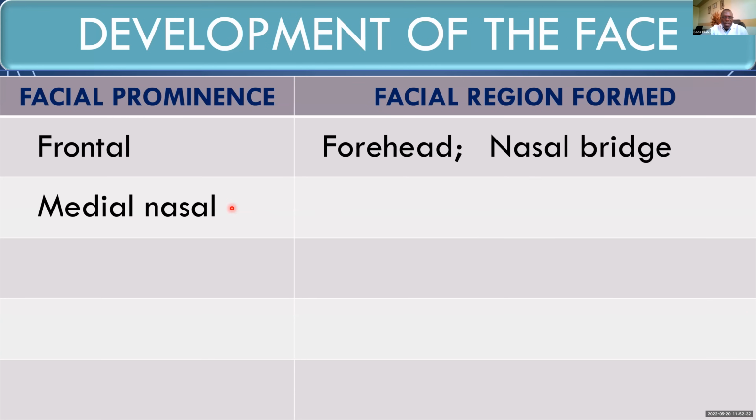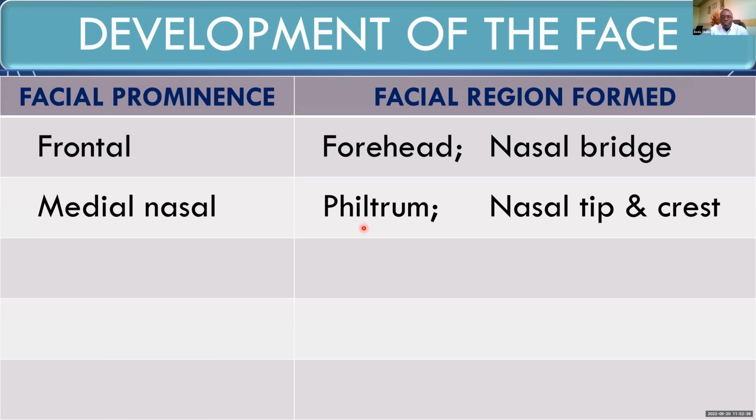How about the medial nasal prominence? The medial nasal prominence gives us the philtrum of the upper lip. It also gives us the nasal tip and crest, that structure in the middle there, between the right and the left nasal pit. Of course, these are the ones on the surface, but inside, remember I told you it also contributes to formation of the primary palate, as well as formation of the incisor region of the upper jaw.